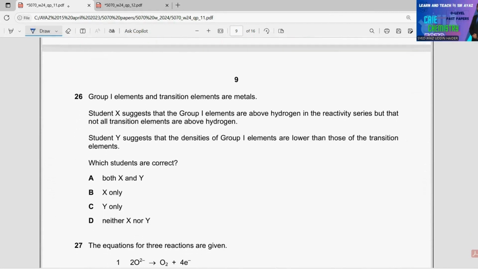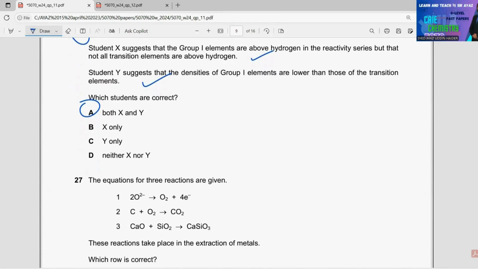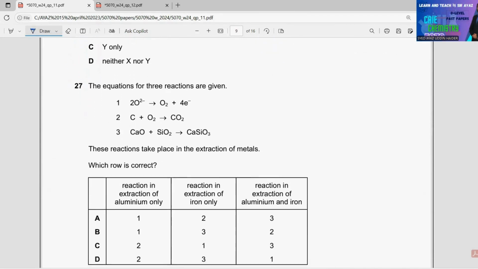The next MCQ, which is 26. Group 1 elements and transition elements are metals. Student X suggests that the group 1 elements are above hydrogen in the reactivity series, but that not all transition elements are above hydrogen. Student Y suggests that the densities of group 1 elements are lower than those of the transition elements. Which students are correct? Both these statements are correct, so both X and Y are correct. So A is the right response.